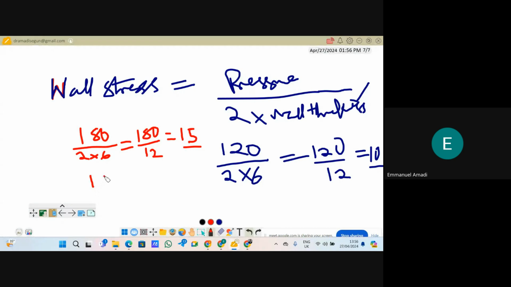So you have 180 here as the blood pressure. This is chronic hypertension. It has persisted for long, so the body is compensating for it. Now, the wall thickness moves from 6 to 9. 2 is always constant. If you say 2 times 9, that will give you 18. So this will now become 180 over 18, and that will definitely give you 10. The 10 now is normal as what you had before.